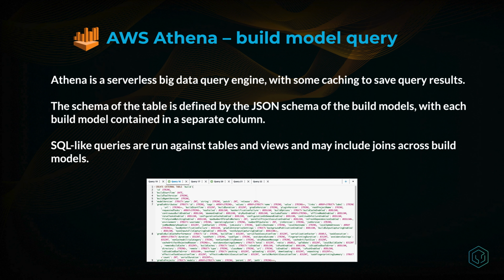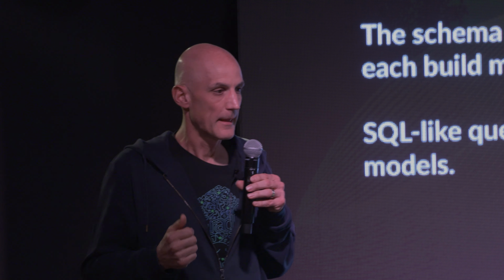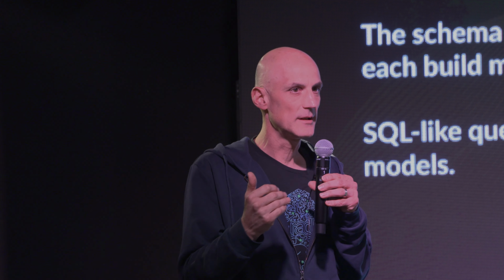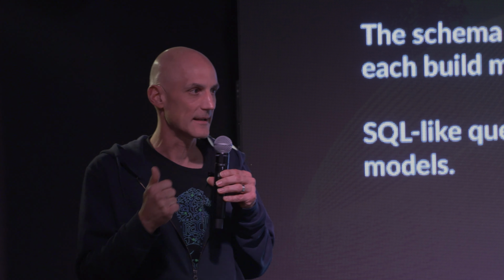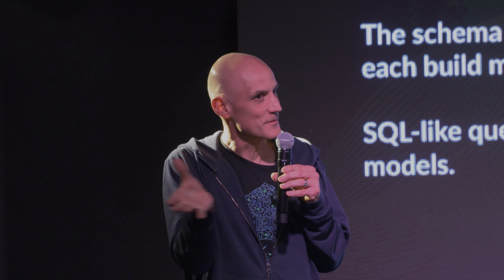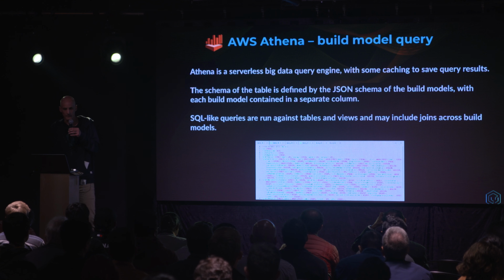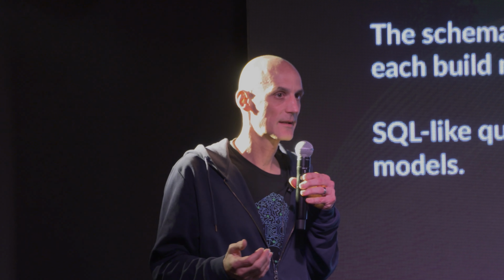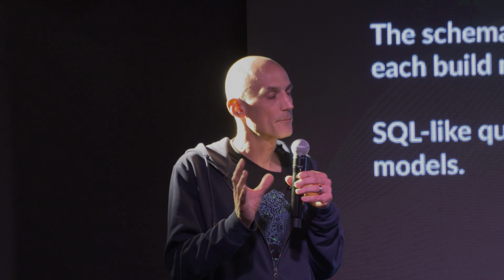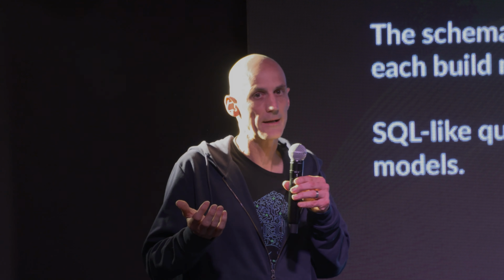Athena is serverless, right? It does a bit of caching of certain queries that you can tell it for how long to cache, but that's it. It has, though, a schema that you need to define. Basically, you need to define a table with a schema, and that schema needs to map the JSON models that we are exporting. And then you can run SQL-like queries against these tables, multiple tables, single tables, and you can join up any build models that you want to combine together.